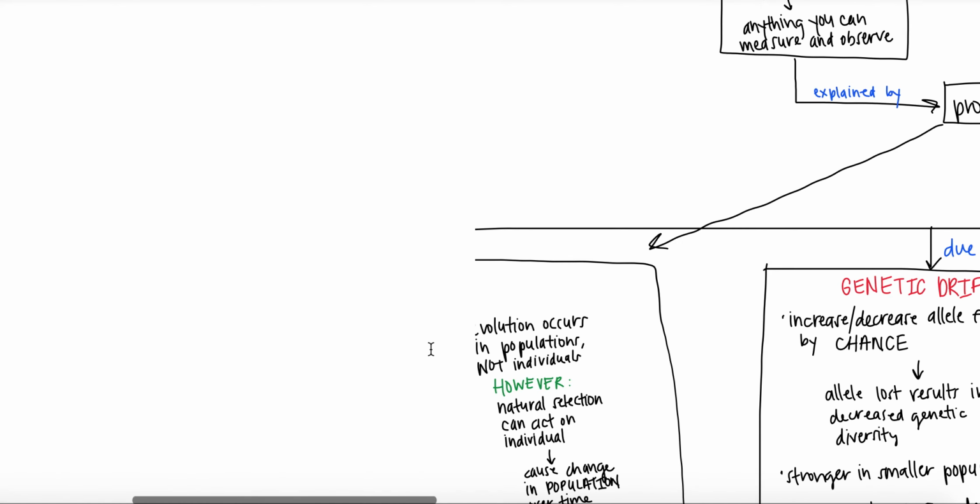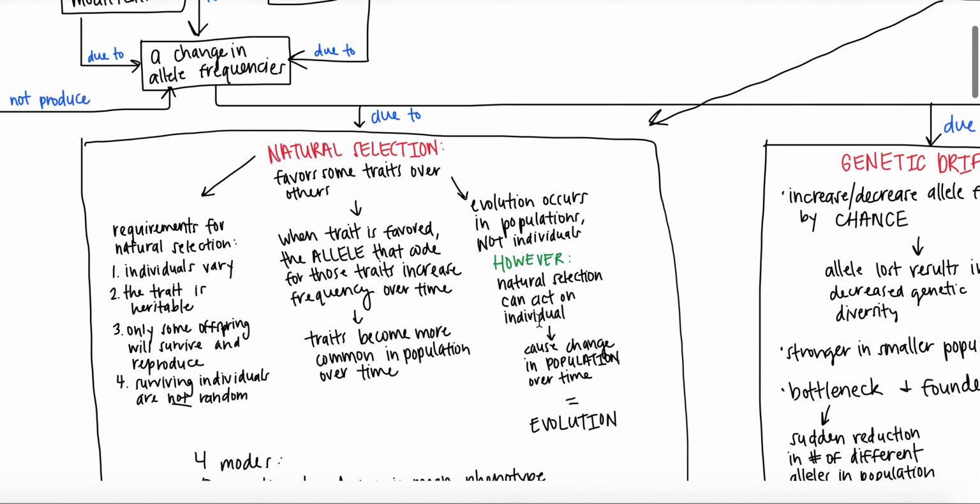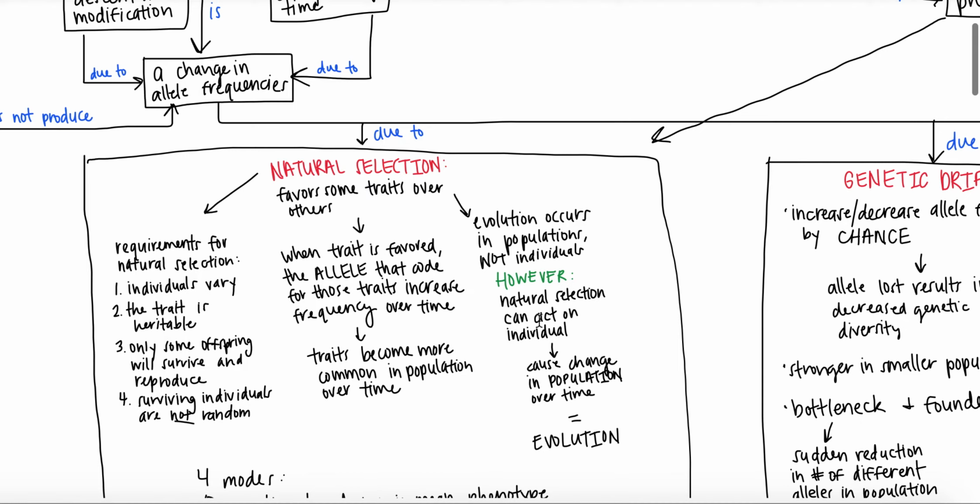So I will start with natural selection. So what is natural selection? Natural selection is most commonly referred to as survival of the fittest, but what exactly does that mean? That means that some traits are favored over others.